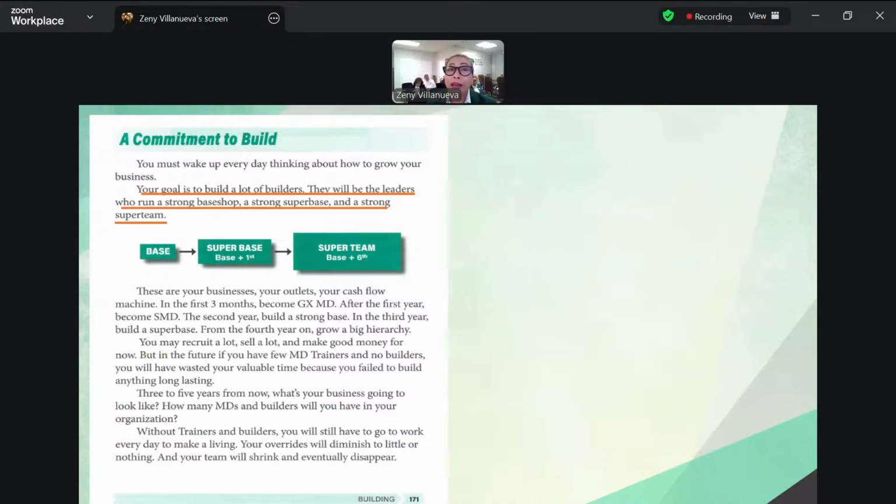In this language, newcomers will say, what is a base shop? Oh, a base shop, what is that? How do you get a base shop? They don't understand this language. But for the majority, even the veterans, we know this already, right? So your businesses, your outlets, your cash flow machine, you may recruit a lot and make good money for now.